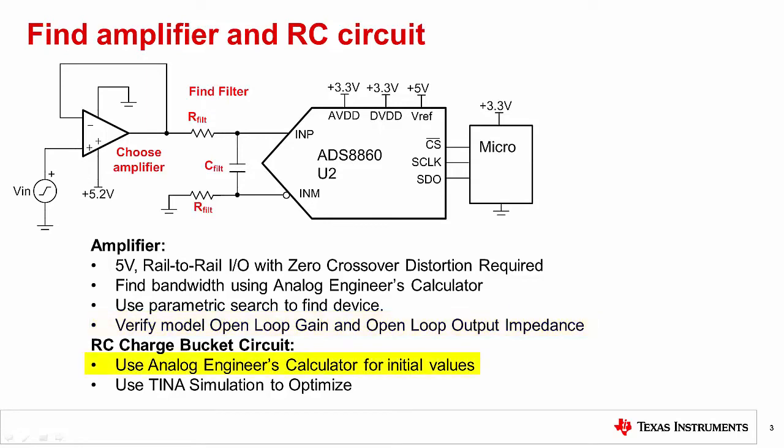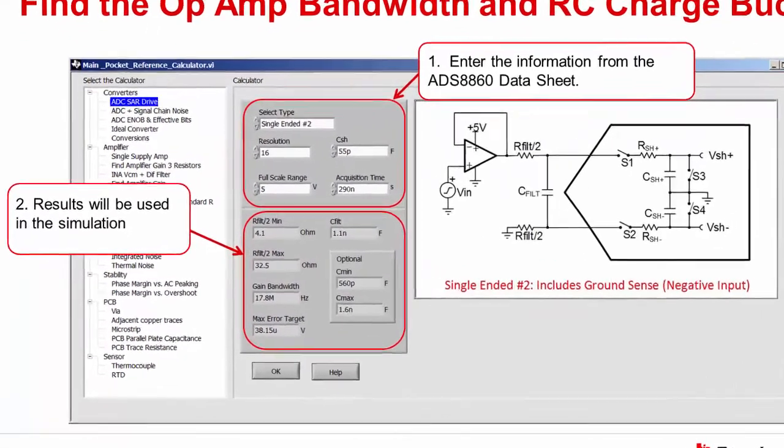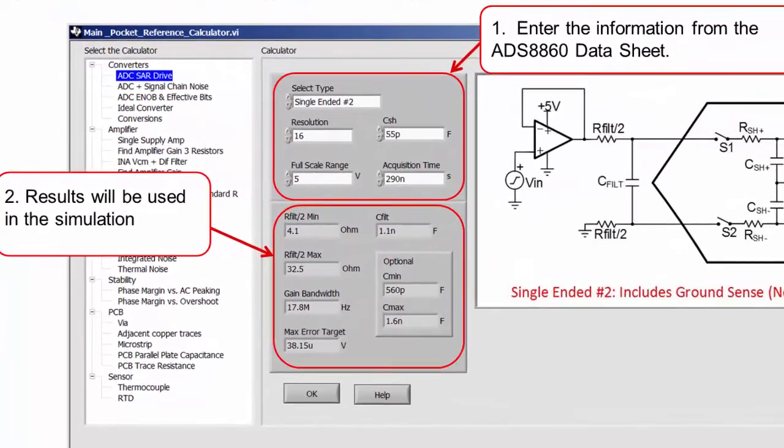For the charge bucket filter, we need to use the initial values from the Analog Engineer's calculator as a starting point in TinaSpice to optimize component values. We will use parameter stepping to find the RC value that gives the best settling. Let's review the operation of the Analog Engineer's calculator.